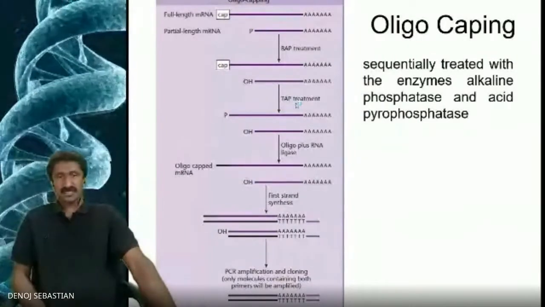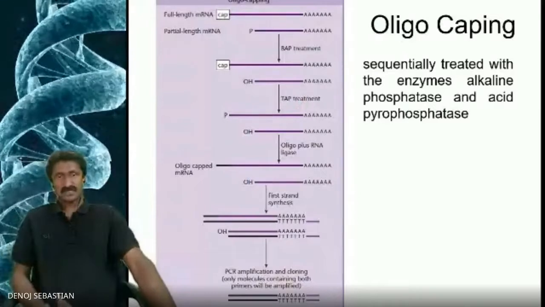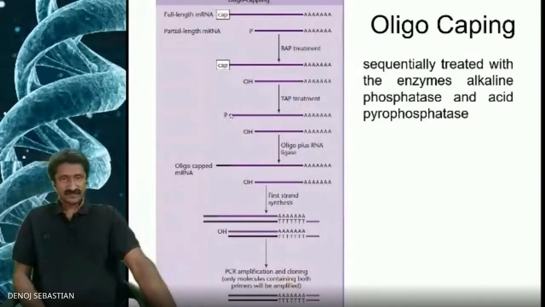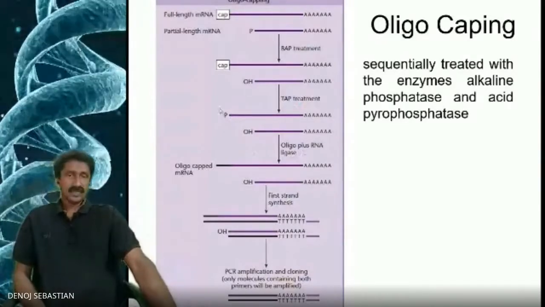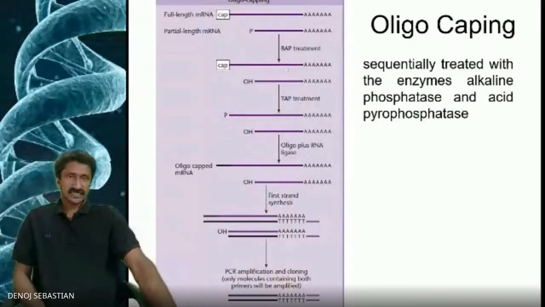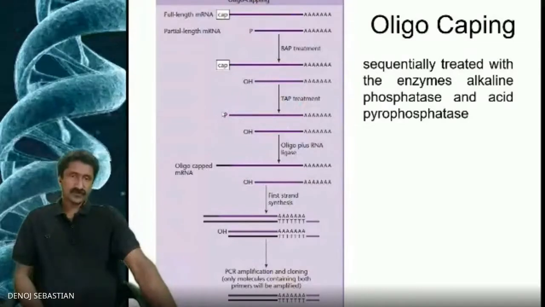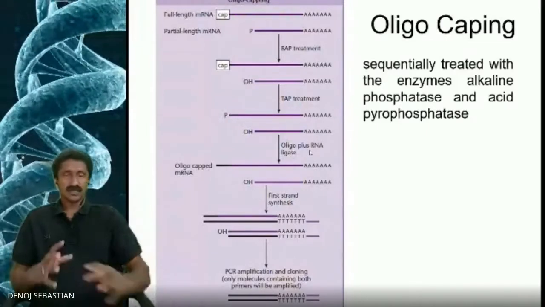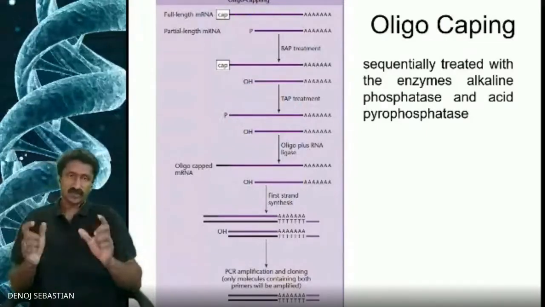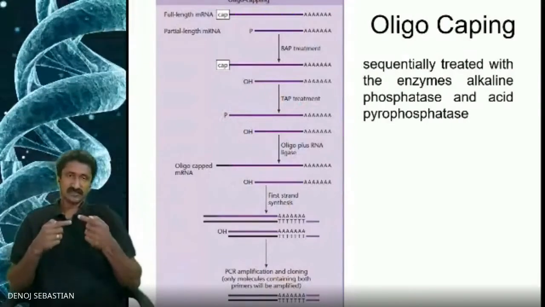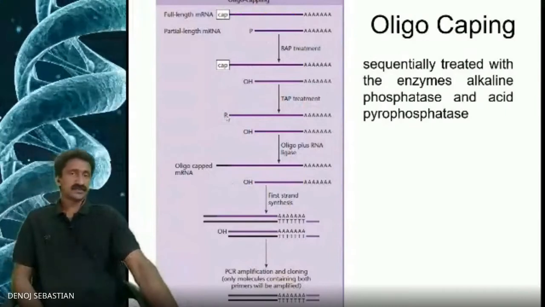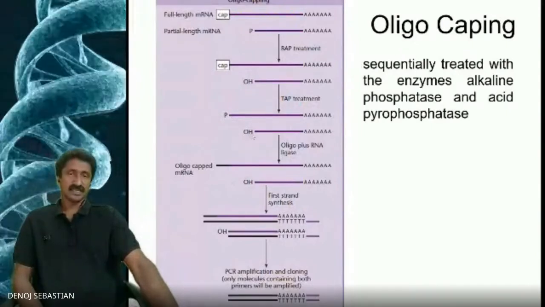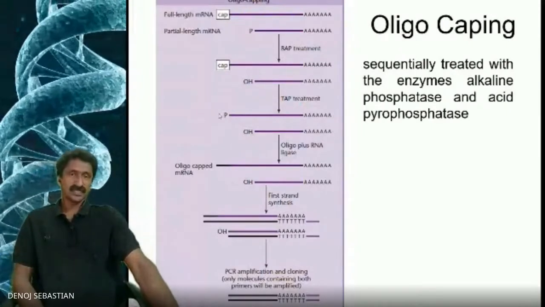Then the second enzyme, acid pyrophosphatase, is used. The acid pyrophosphatase will remove the 5' cap, leaving the phosphate here. Then, as you know, since this sequential treatment results in a 5' phosphate at this point, it can be linked with an oligo cap. For example, you can use a poly G or poly C, an oligonucleotide DNA fragment, which can be attached to this phosphate. But not here, because there is an OH present, so this cannot be linked with an incoming nucleotide with an OH.